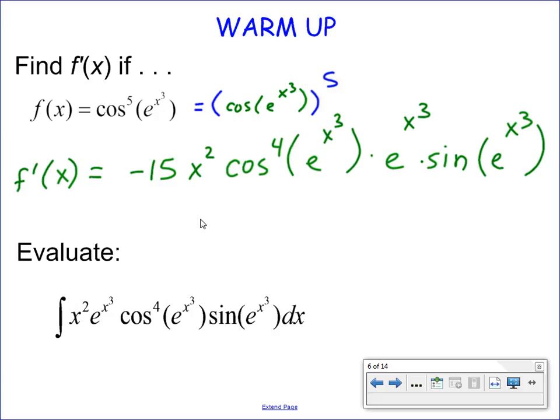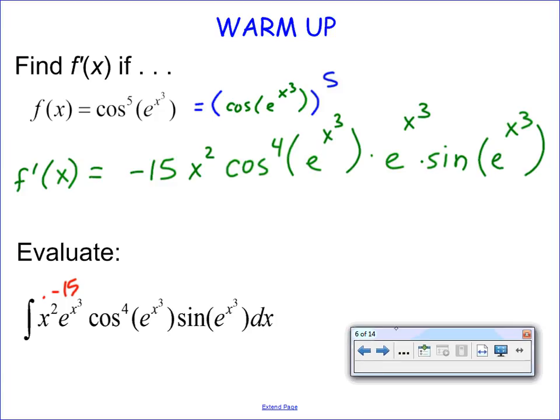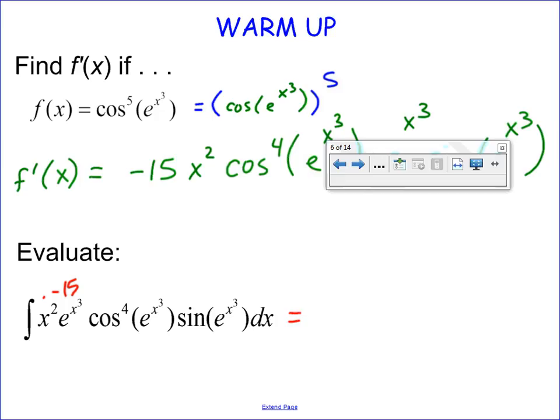So now what can we do? Well, we could go backwards, except we need to provide for that constant. And so remember, we can provide a constant multiplier, no problem. If we had a times negative 15 here, then we'd know my antiderivative was exactly that, cosine to the fifth e to the x cubed. But we didn't have that, so what do we need to do to account for that? Only provide a negative 1/15.